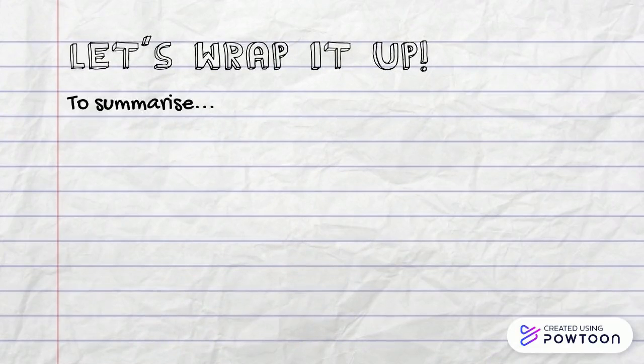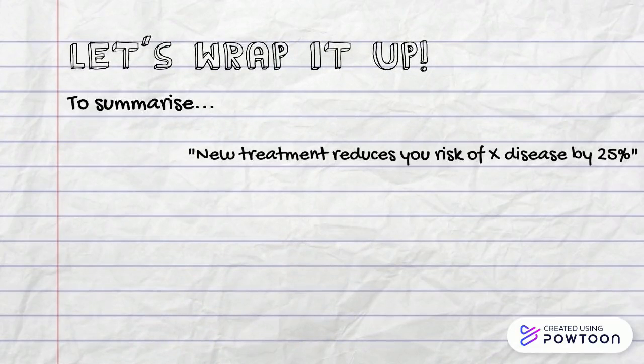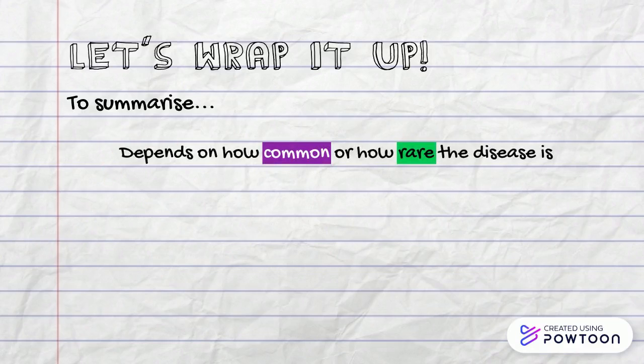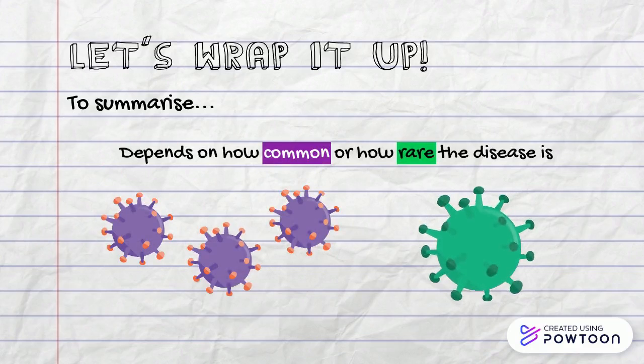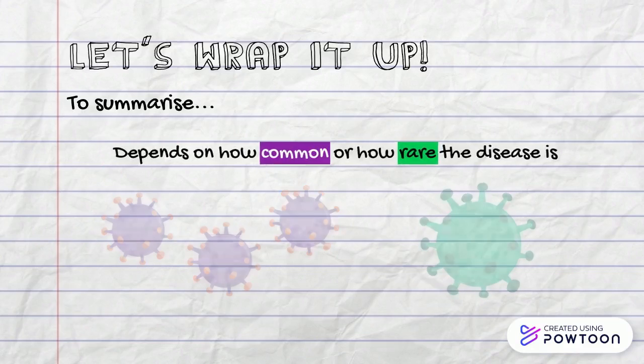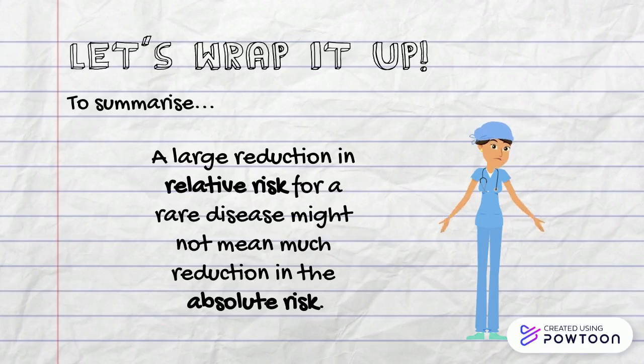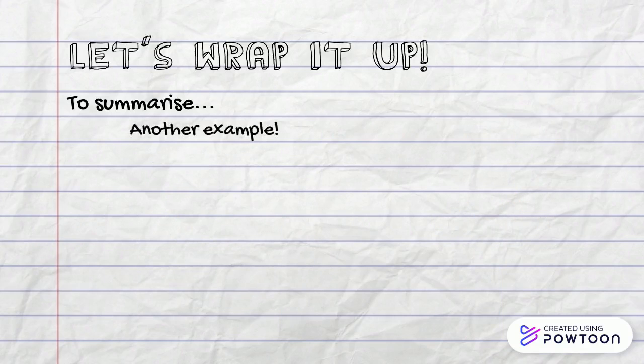Now, let's wrap it up. To summarize, medical conditions or treatments are often quoted along the lines of new treatment reduces your risk of X disease by 25%. While this sounds good, it usually refers to relative risk, which depends on how common or rare the disease is. A large reduction in relative risk for a rare disease might not mean much reduction in the absolute risk. One more example.